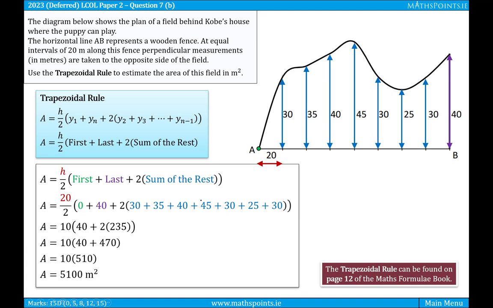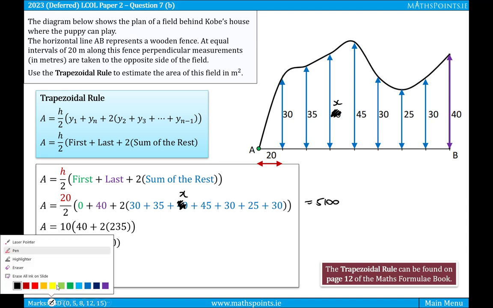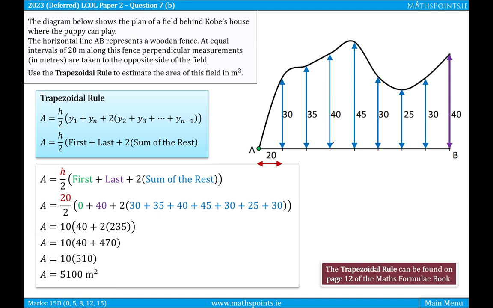And again, if this was an x, an unknown dimension, for example, the height of one of them, we would let our formula equal 5,100 and we'd go and we'd solve the equation. Okay, like I said, we can't find the exact area underneath this curve because we don't have a formula for a function, but we will see in integration that's something we will be able to do.